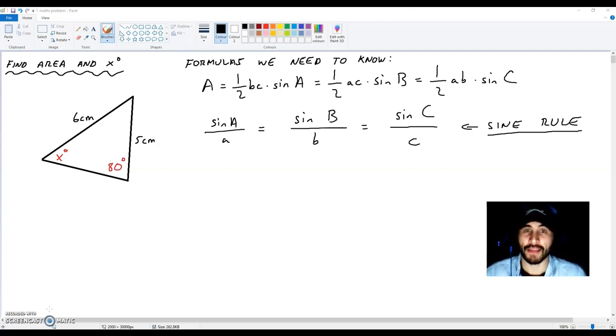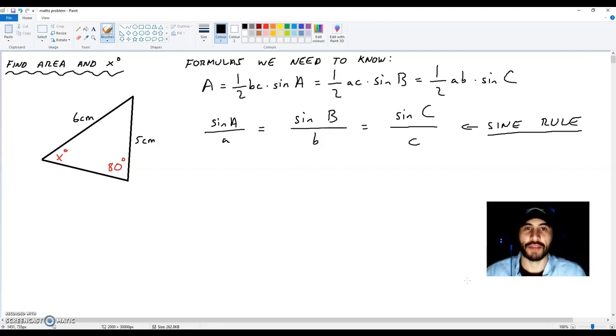This formula can be area equals half BC times sine A, half AC times sine B, or half AB times sine C. Whichever of these formulas will do. Now the small letters will be equivalent to the lengths, and the big letters will be equivalent to the angles.